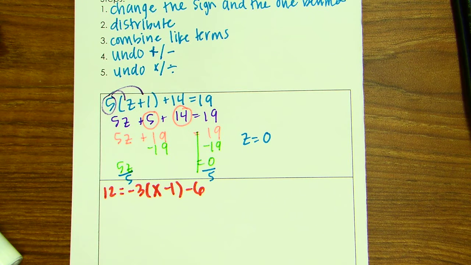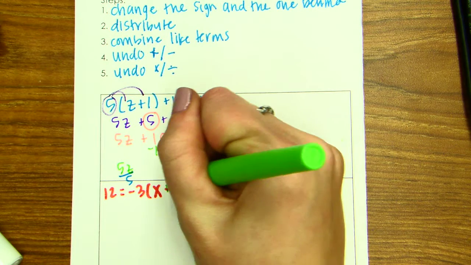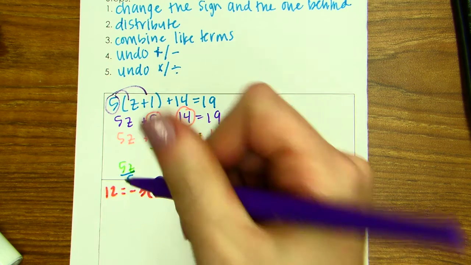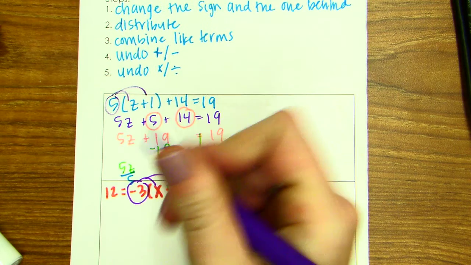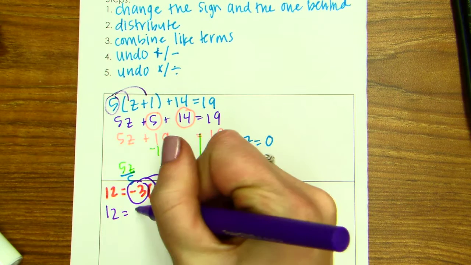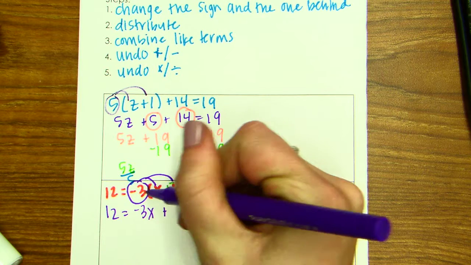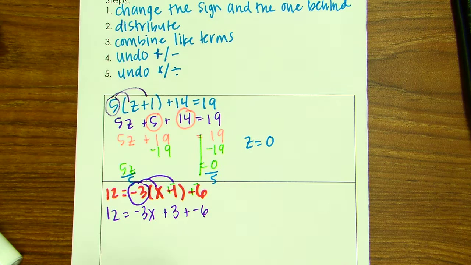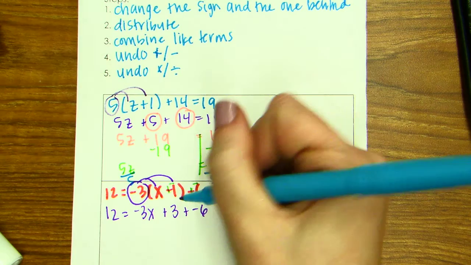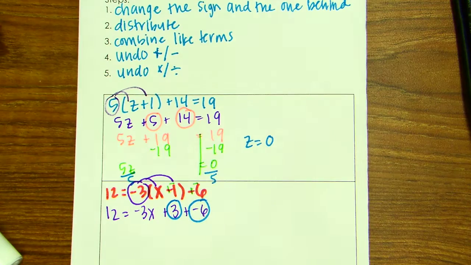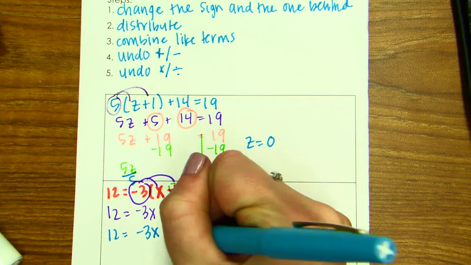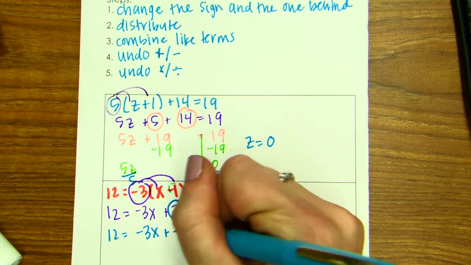All right, so step 1, change the sign in the one behind, right there and right there. Then I'll distribute the -3 to these two terms, so I have 12 equals -3x plus -3 times 1 is +3 plus -6. Then I have to combine like terms. The 3 and the -6 are like terms, so I get 12 equals -3x plus 3 plus -6 is -3.